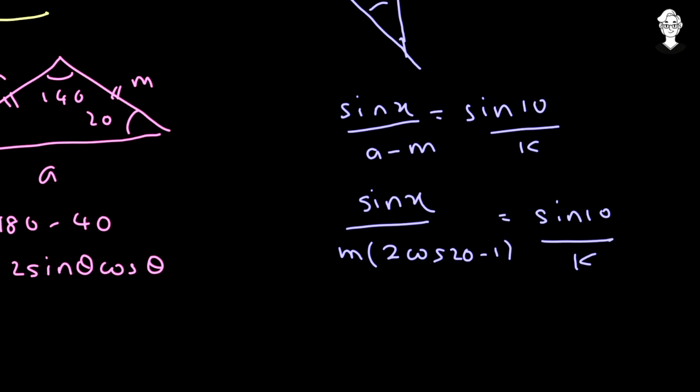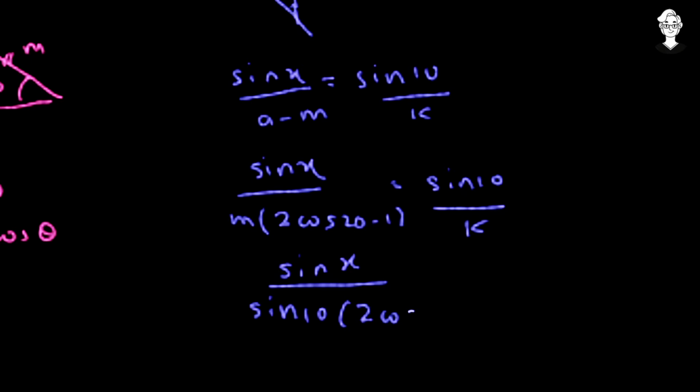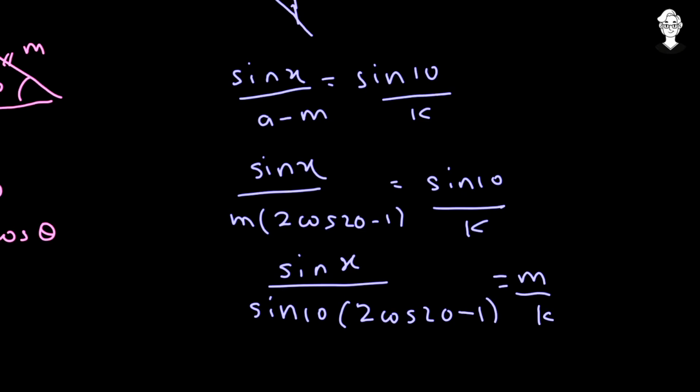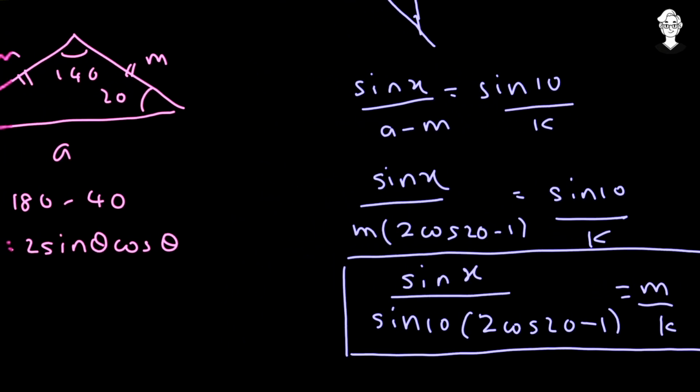Now I will shift M over there, sine of 10 degree over here. So what we can have is a ratio: sine of X upon sine of 10 into 2 times cos of 20 degree minus 1 is equal to M upon K. So we have this particular ratio, sine of X upon sine of 10 into 2 times cos of 20 minus 1 is equal to the ratio M upon K. Now we will again bring the same ratio M upon K by applying the sine rule in another triangle, and we will compare this thing. If you watch my videos, you know my strategy.